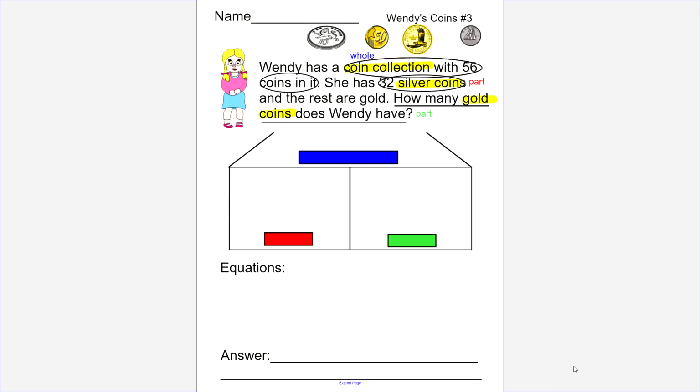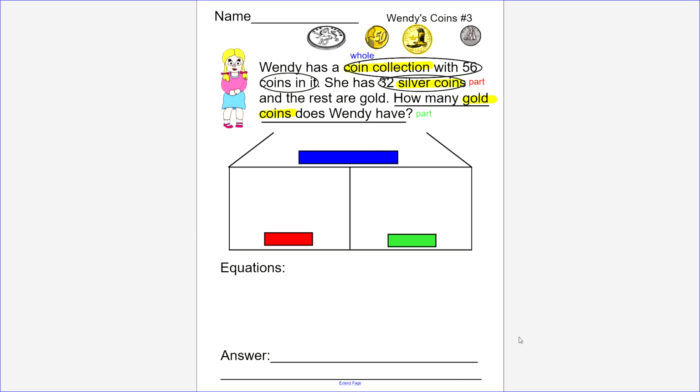When I look at this problem, I know that it's a put together problem because there are two amounts, silver coins and gold coins, and they're being put together into a coin collection, which would include all of the coins. There is no action, so I know that this is not a get more problem. The two amounts are simply being put together, so it is a put together problem.